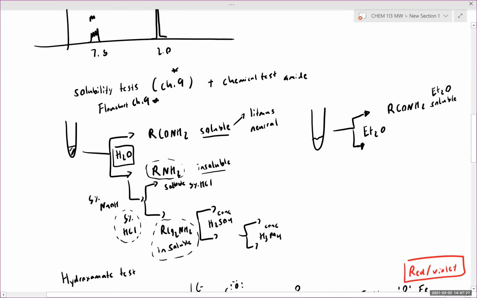So for concentrated sulfuric acid and concentrated phosphoric acid, these will give a positive test for solubility for our amide. And these serve as additional verification that we have an amide. The final solubility test is in ether, where amides are ether soluble. So it's important that you record the results for these solubility tests. By interpreting your observations from these solubility tests, you can conclude whether you have an amide or an amine.